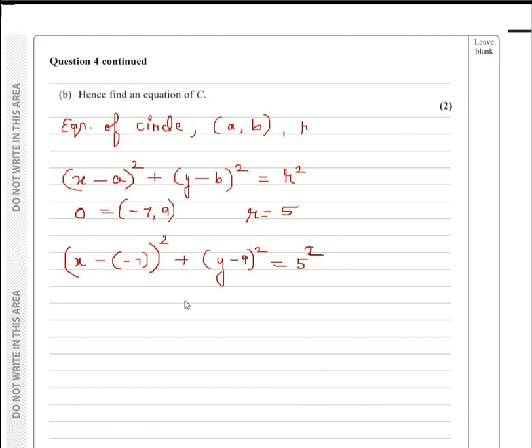Further simplifying it, we get (x + 7)² + (y − 9)² = 25. This is the equation of the circle C. If you want, you can further expand these brackets and simplify it also. So both formats will be accepted. Either you write it this way or you go a few steps further by expanding the brackets and simplifying. Both answers are acceptable.